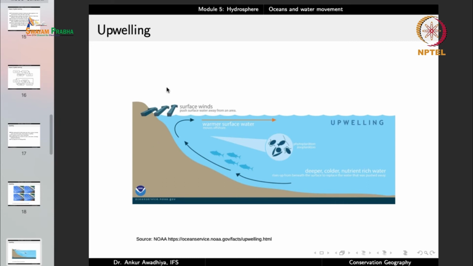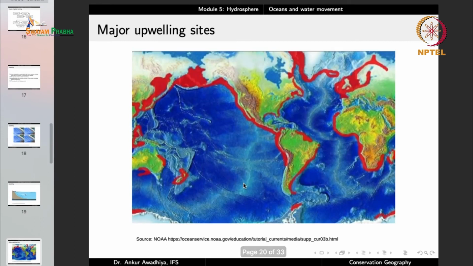So essentially, when you have these surface winds that are pushing water away, you have a movement of this cold, nutrient-rich water upwards. And because it is nutrient-rich, it will support a large number of planktons, which will in turn support a large population of fishes. And so we have these major upwelling sites which are also very rich fishing grounds. So this is a very important place.